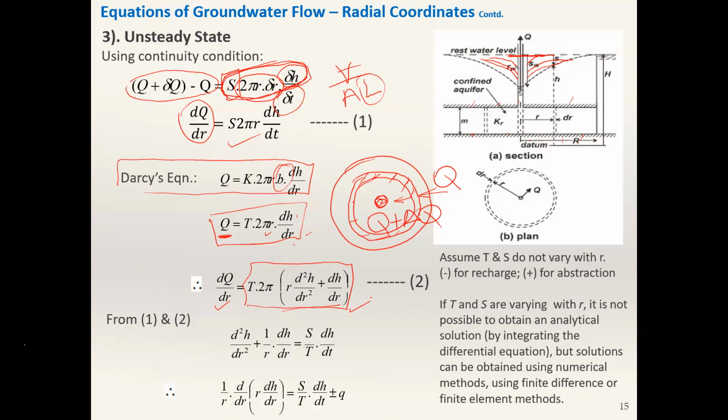Now you have two equations. This is the first one. This is the second one. Both sides you have the dQ over dr. Therefore, you can equate them and get this equation. All right. So the same equation, we can rewrite it like this. So this is called the most general form of the groundwater flow equation in the radial coordinate system.